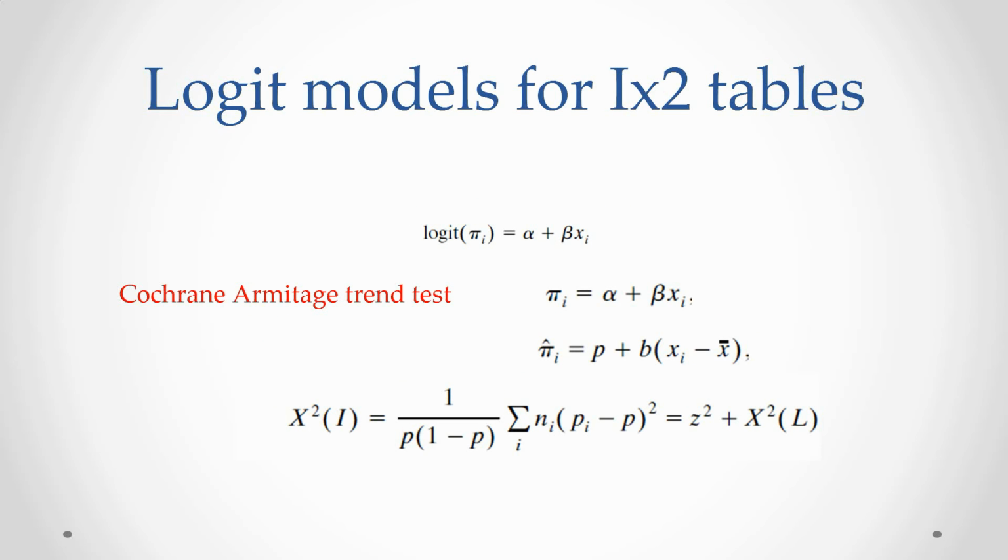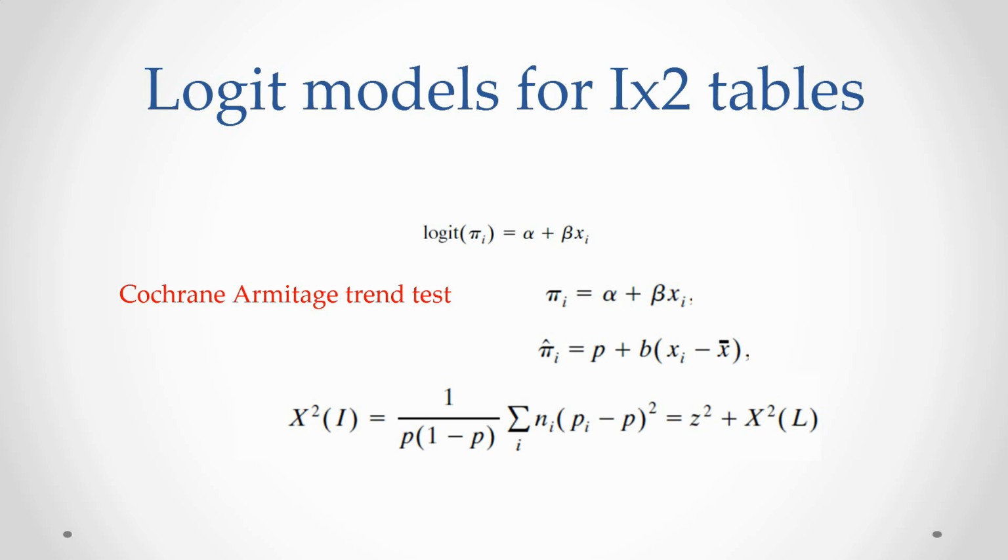Now, in the case where we have ordered factor categories, we can use more parsimonious model formulations. So, for example, if the scores x1 to xI describe distances between categories of x, we can fit the linear logit model, logit of pi I equal to alpha plus beta xi, in the situation where we expect that x has a monotonic effect on y. So, independence between x and y in this special case is denoted by beta equal to 0.